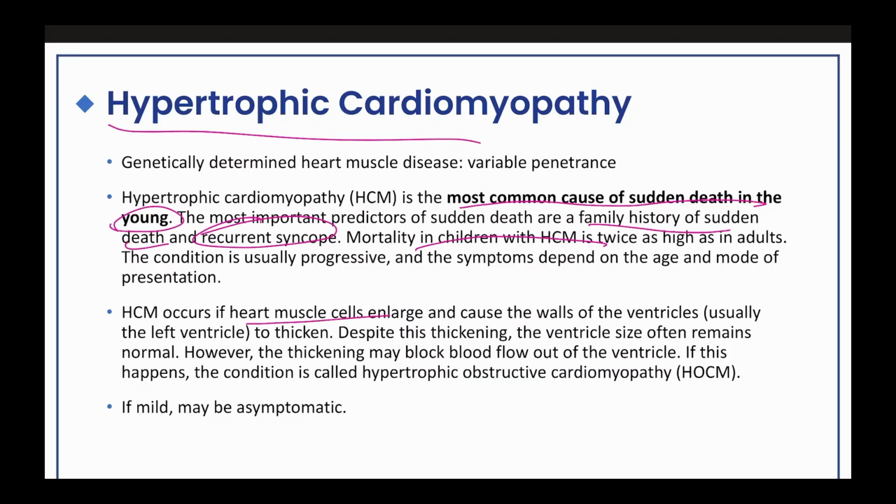Hypertrophic cardiomyopathy occurs in heart muscles, and they enlarge and cause the walls of the ventricles, usually the left ventricle, to thicken. Despite the thickening, the ventricular size remains normal. So, if the heart is thickening, but the chamber size is remaining the same, how much empty space do you really have for blood? Not very much. So they have output problems. Nothing can get out. Again, the thickening may block blood flow out of the ventricle.